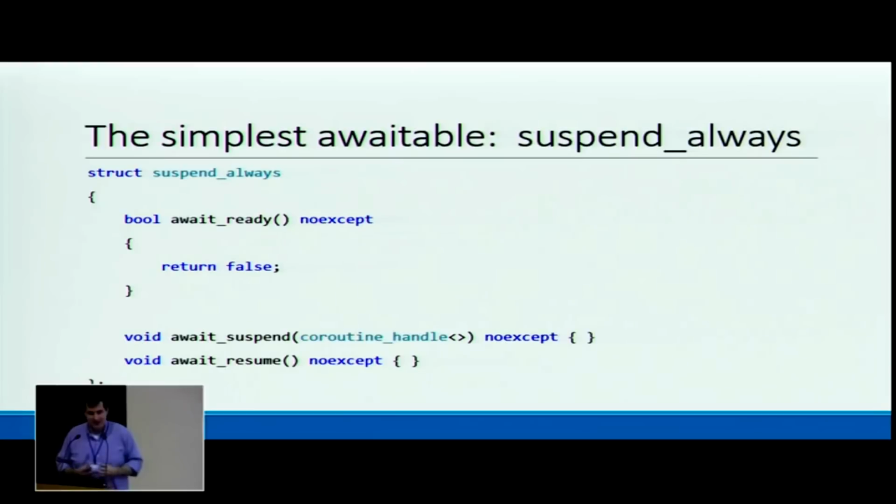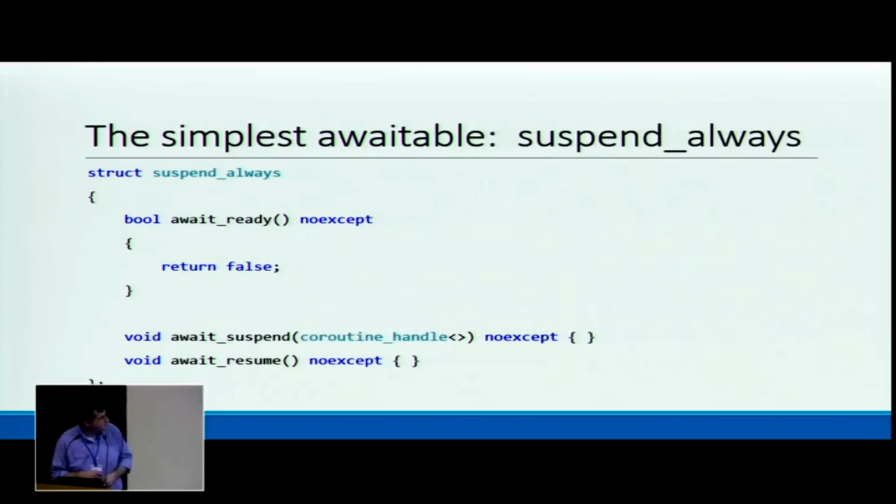Does anybody want to guess what a type named Suspend Always will do? Yes, it always suspends. So if you await something of type Suspend Always, it will suspend execution of the coroutine. And you can see that we do that by just returning false from await ready. So in that if statement, we'll check, is the thing ready? No. We'll call the await suspend, which is a no-op. We don't need to actually customize what happens when we suspend. And then we'll reach that suspension point, and it'll just suspend execution of the coroutine.